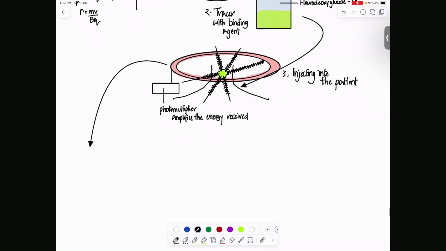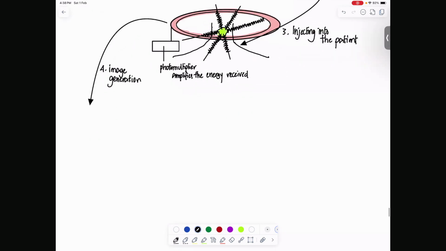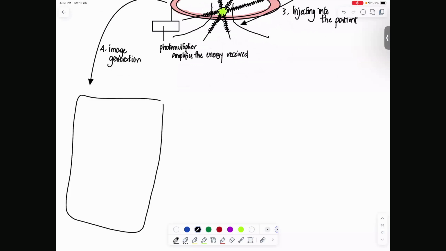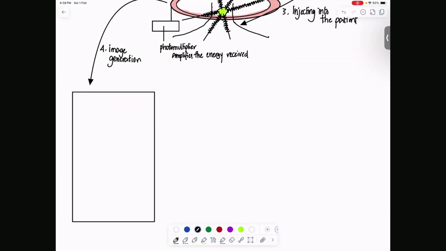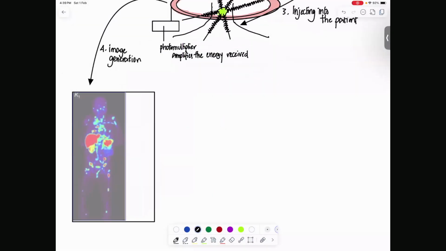And once that is done, comes our next stage, which is the image generation. So image generation, and then it produces the image that we normally see in your PET scan. So let me show you what a PET scan shows. Okay, let me show you a picture of a PET scan. That's how a PET scan looks like.